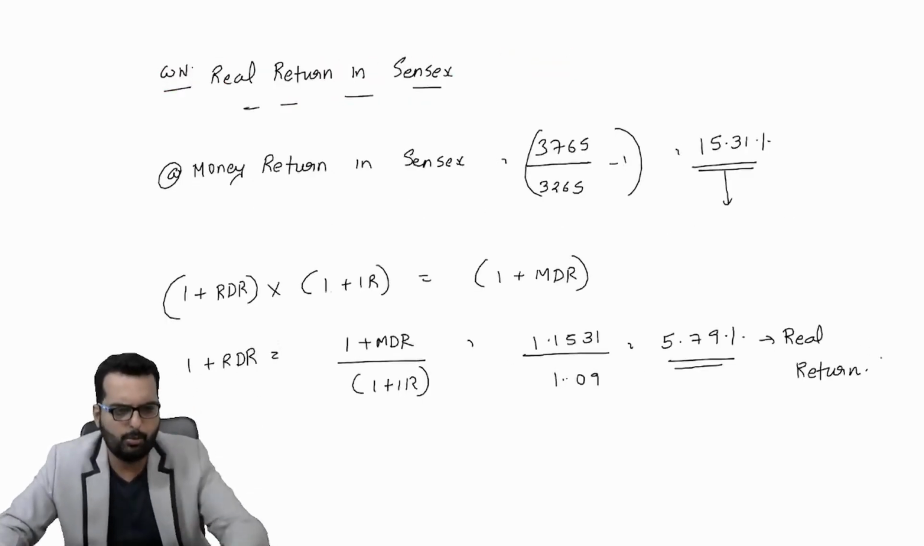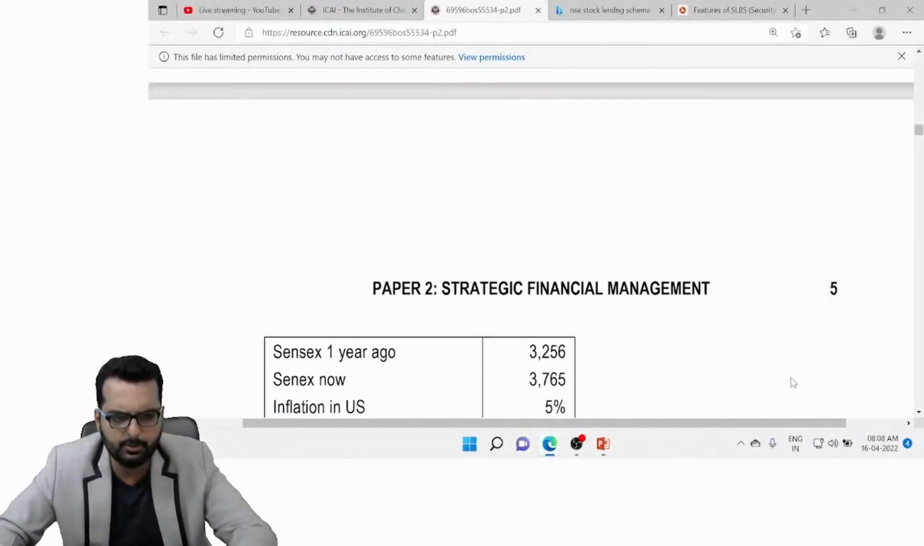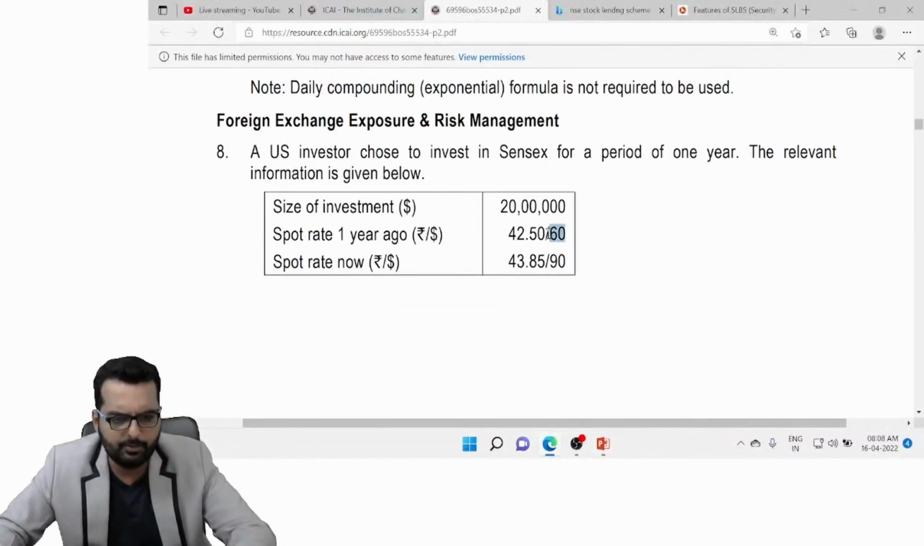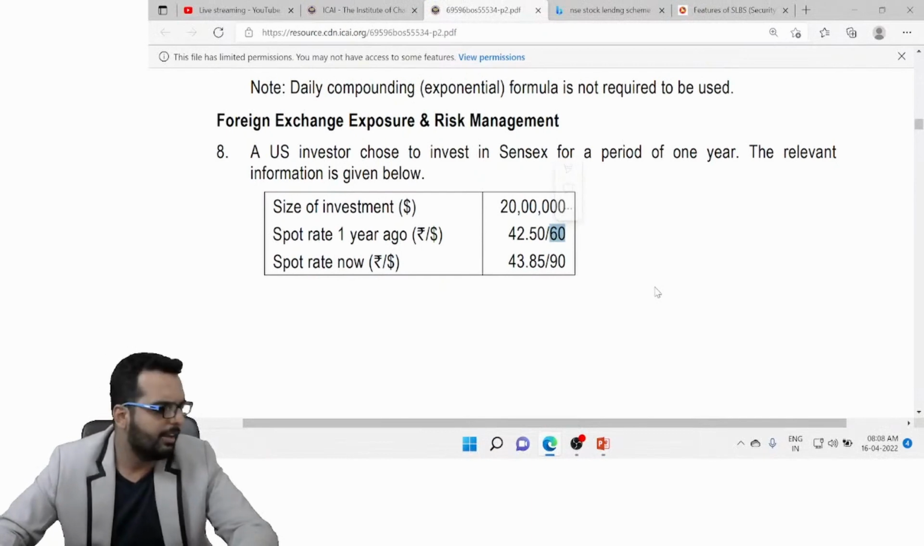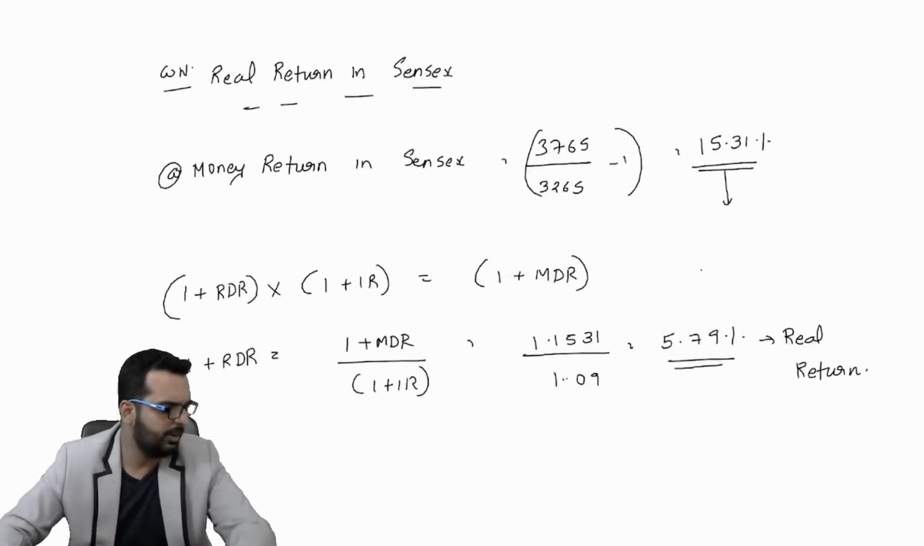How did I get 42.6? Yes, Chitra, that's given in the question. 42.6 came from here, the spot ask rate. All right. Please write down this now.